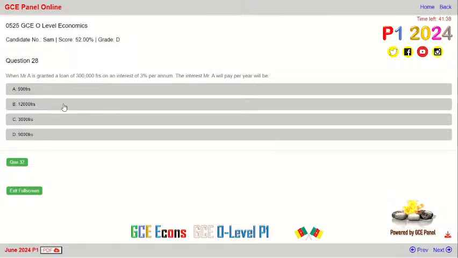When Mr. A is granted a loan of 300,000 francs at an interest of 3% per annum, the interest Mr. A will pay per year will be, so this is just 3% of 300,000, okay? And what will be 3% of that? That should be 9,000.